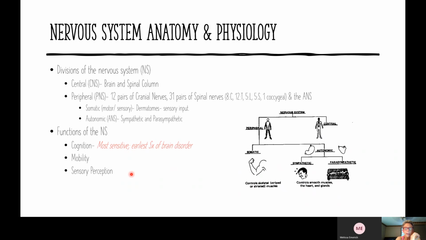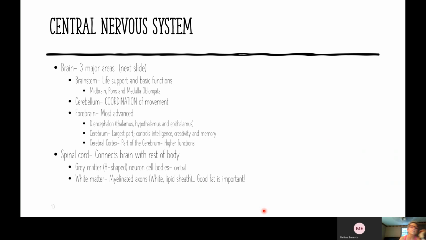If the brain is lacking the things that it needs, which is oxygen via the bloodstream, right? That's how the oxygen gets to the brain, or glucose to keep the lights on. If either of those two things decrease, then you're going to see impairment of cognition. All right, and of course mobility is important, and then sensory perception. All of those are the main functions of the nervous system.